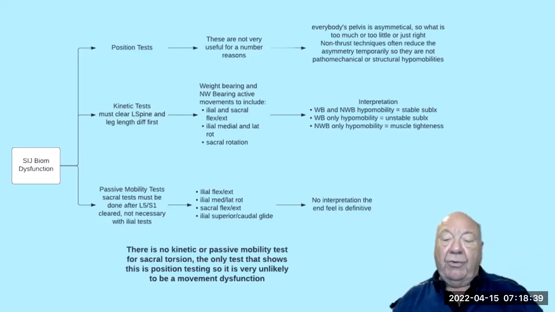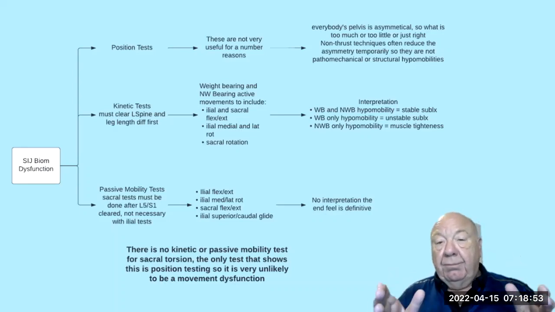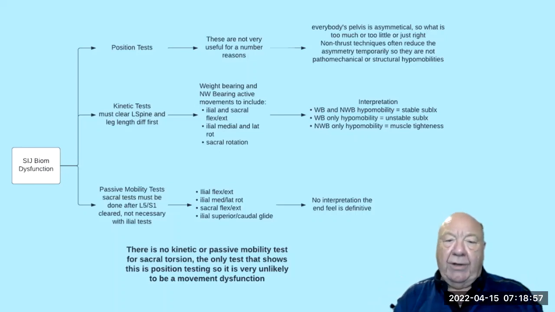So when you put weight through the joint, it subluxes. When you take weight off of the joint, as in bending the knee up, for example, it relocates again. So now you see normal movement. So this system works. It's just cumbersome and it's really unnecessary. You can go straight to passive mobility tests.